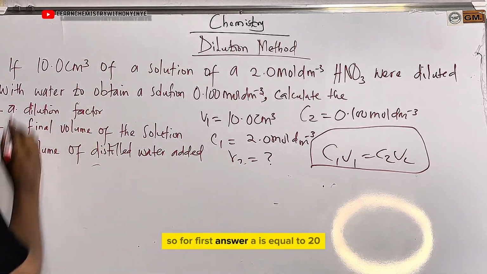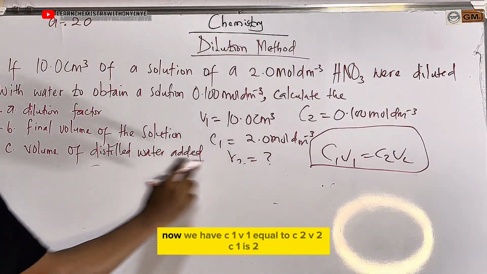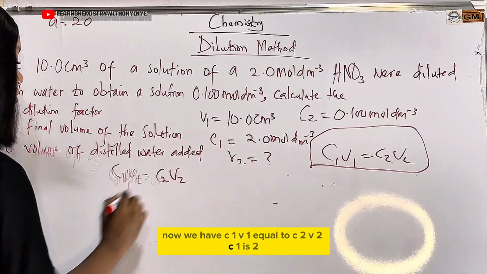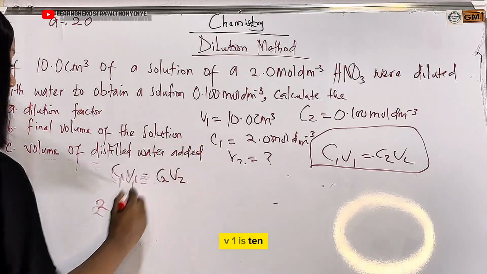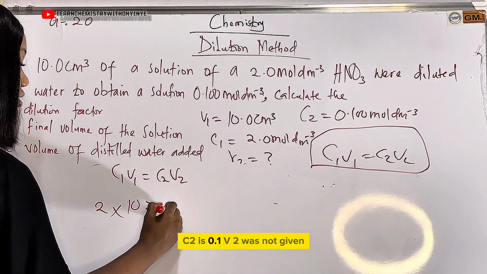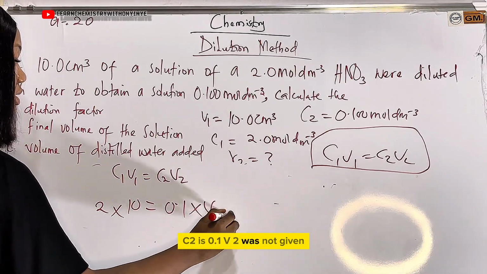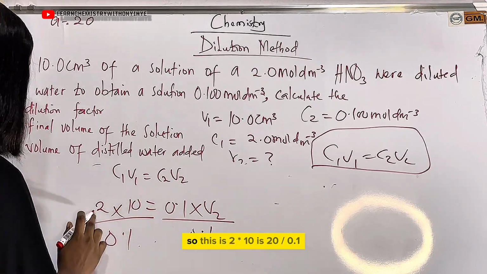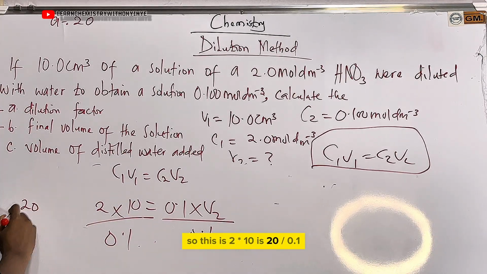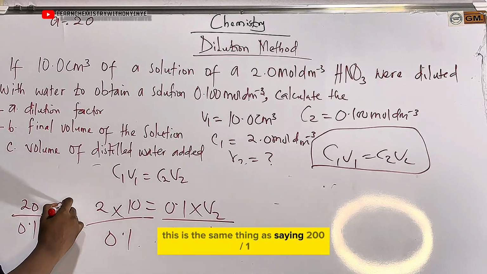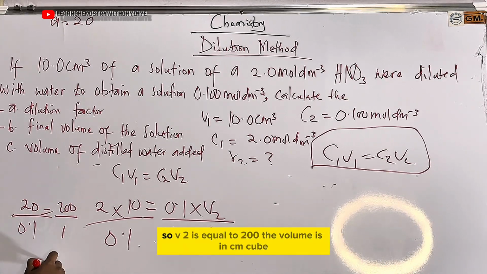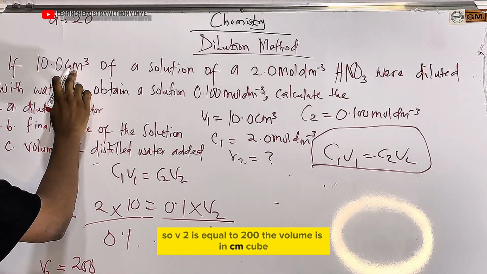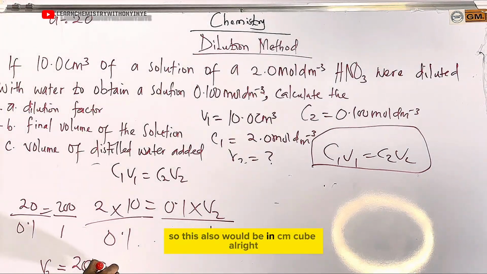So for our first answer, A is equal to 20. Now, we have C1V1 equal to C2V2. C1 is 2, V1 is 10, C2 is 0.1, V2 was not given. So I'm going to divide both sides by 0.1. So this is 2 times 10 is 20 divided by 0.1. This is the same thing as saying 200 divided by 1. So V2 is equal to 200. The volume is in cm cube, so this also would be in cm cube.